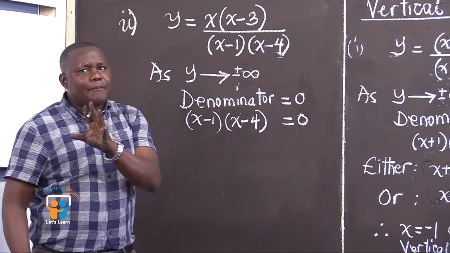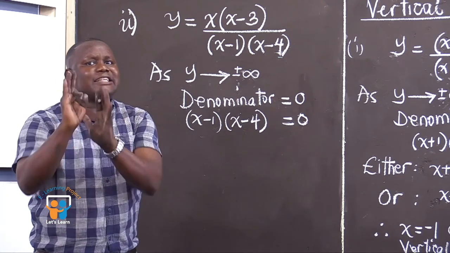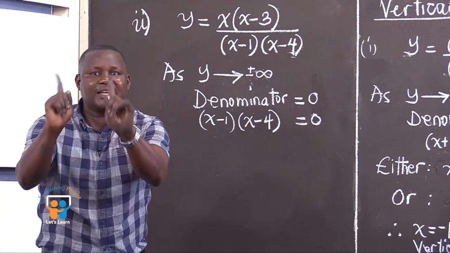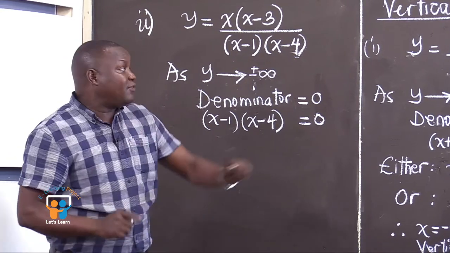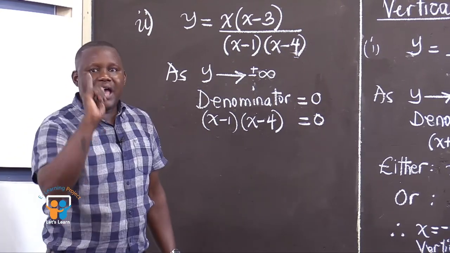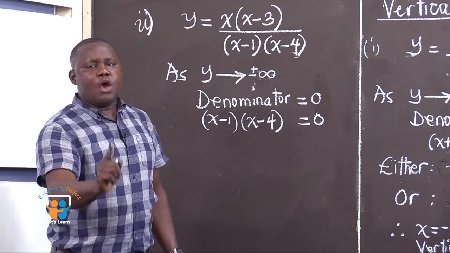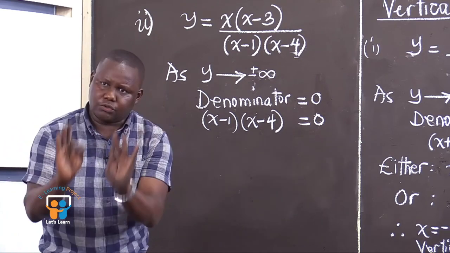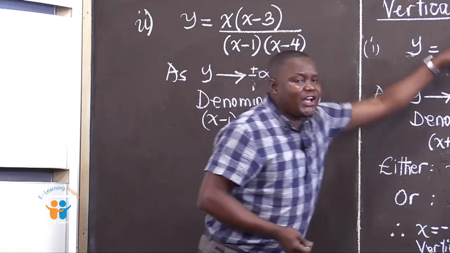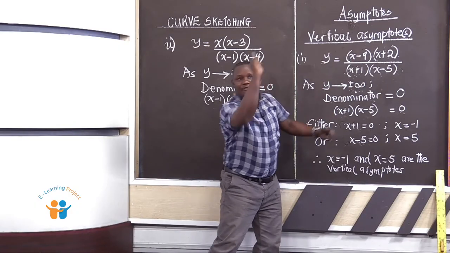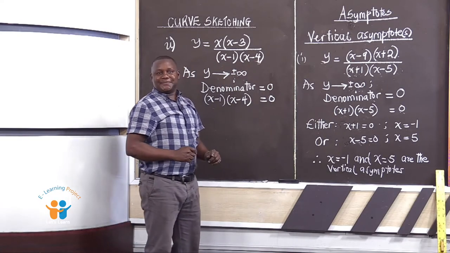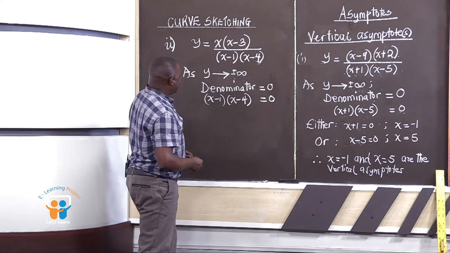Okay? Remember, we are determining the vertical asymptote of a given curve. And this is very important. Why? Because every question on curve sketching, for as long as they are rational functions, for as long as they appear as fractions, must have a vertical asymptote. All right? Now let's move on.